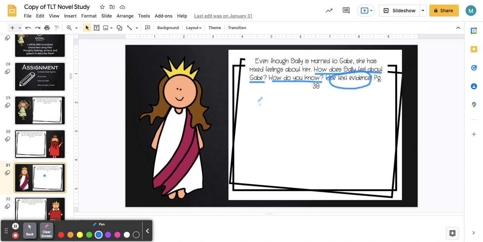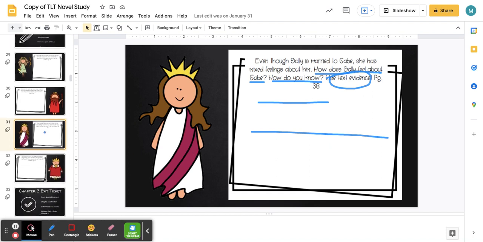All right, so you have one question to answer here. How does Sally feel about Gabe? Then in the text, you're going to give me your evidence. So you're going to look on your excerpt page at question 3. You're going to read what's there, and you're going to come back to this question and answer, how does Sally feel about Gabe? And how do you know? Okay, so I want you to just take a minute on this next question and answer that for me.